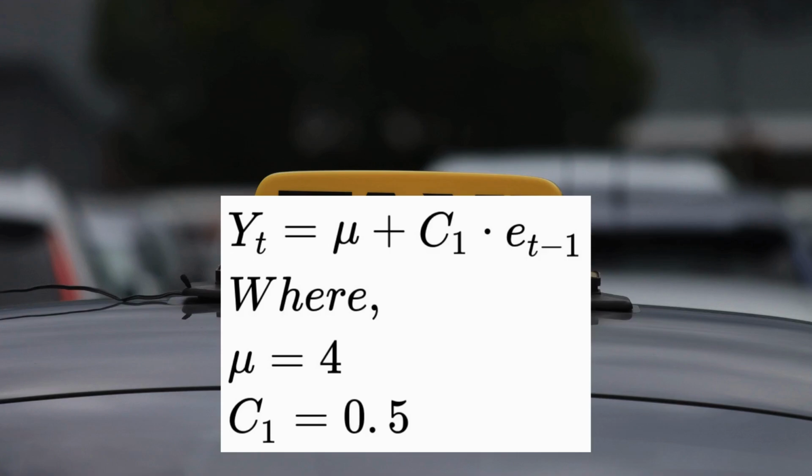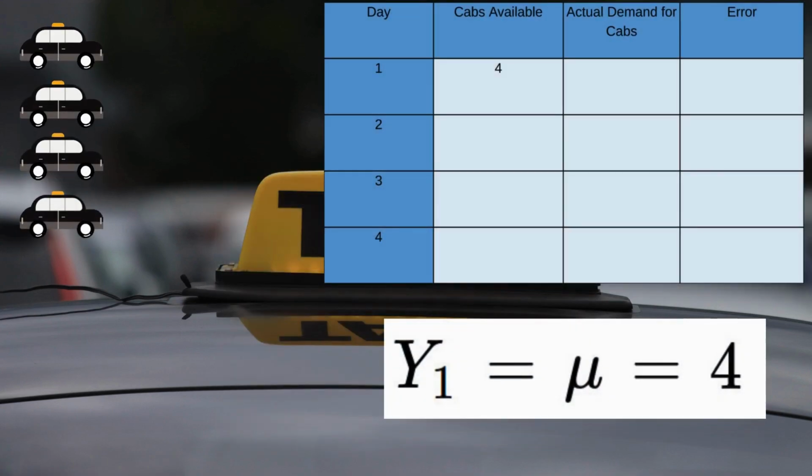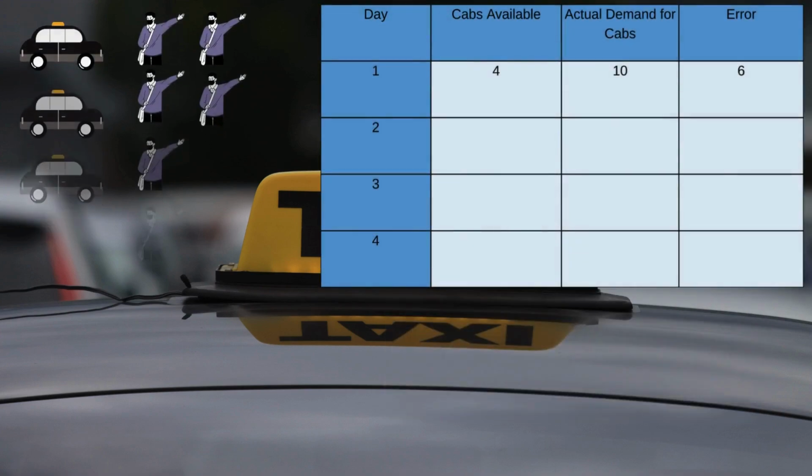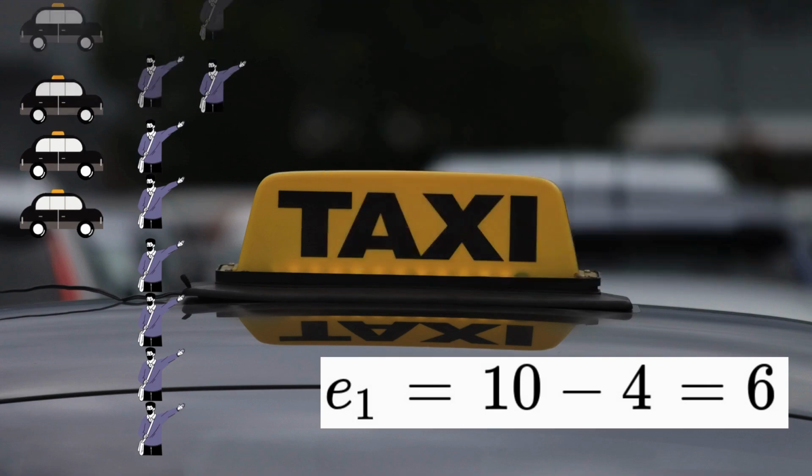e_(t-1) is equal to the difference of the actual demand for cabs and the prediction of the previous time step. For the first day, we consider the error at the previous timestamp as 0. Therefore, e0 is equal to 0. Therefore, we supply cabs equal to y1, where y1 is equal to mu, which is 4. At the end of the first day, we find that the actual demand for cabs was 10. Therefore, the error on the first day is equal to 10 minus 4, which is equal to 6.